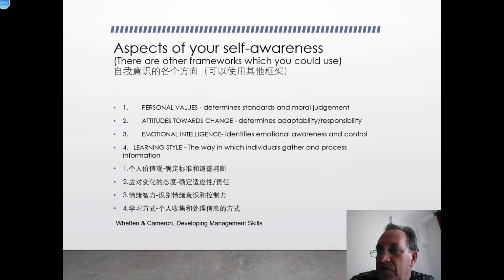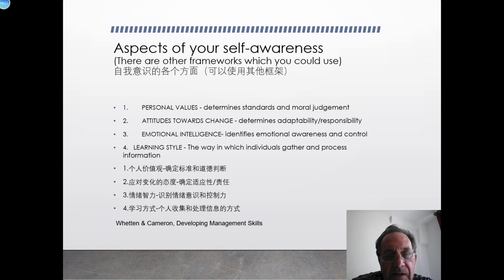There are a number of models or frameworks related to self-awareness. The one which I've put up on this slide is one we've been through previously, which was taken from Wetton and Cameron's model of self-awareness, where they identify 4 broad areas that you can reflect on as part of your self-assessment. And we've been through these before. The first one is looking at your personal values. What kind of values help you make decisions or guide you in terms of what you do.